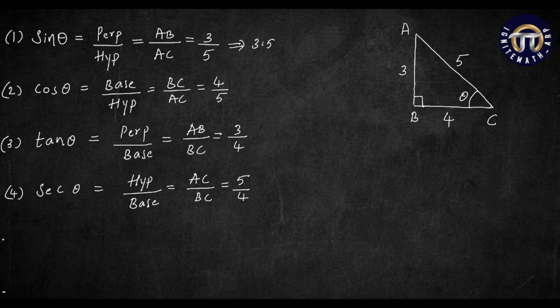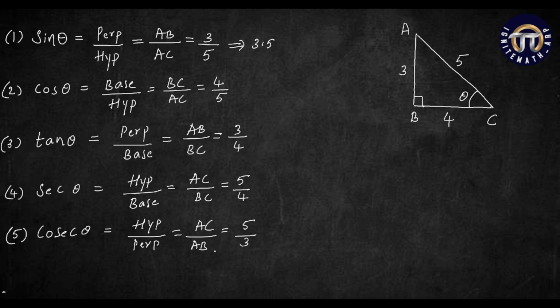Next one is the fifth ratio, that is cosecant theta, which is in short called as cosec theta. The definition of cosec theta is hypotenuse divided by perpendicular, that is equal to AC divided by AB. AC divided by AB, that is 5 by 3.